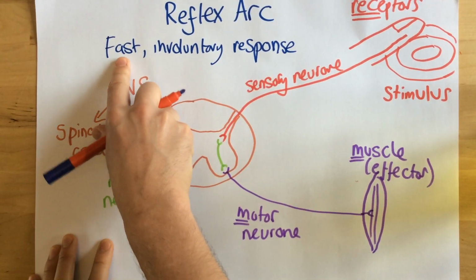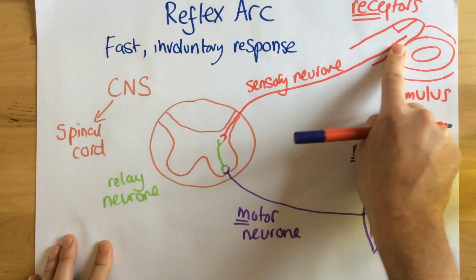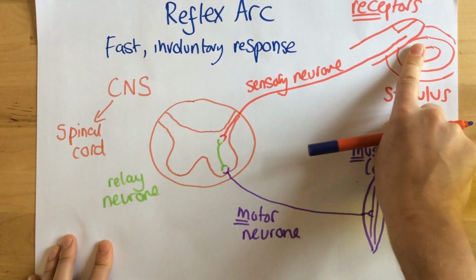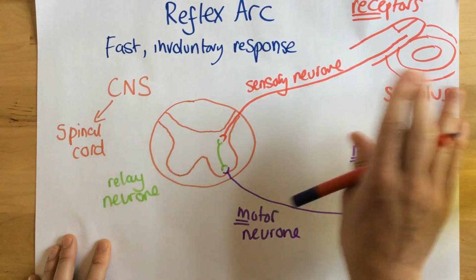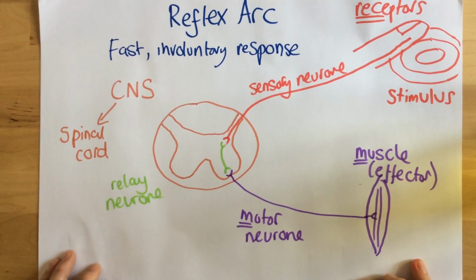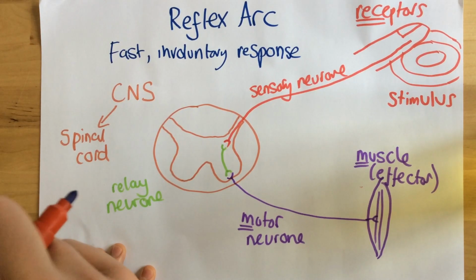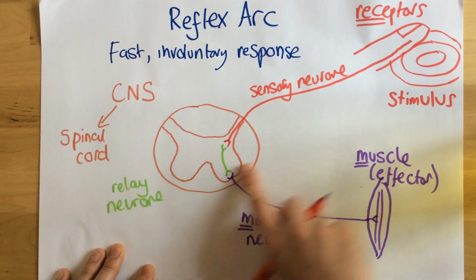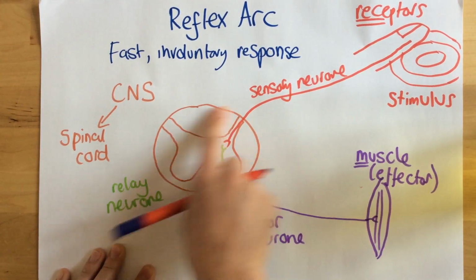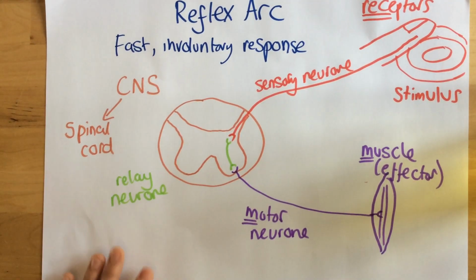Remember, it's really important that it's really fast because the longer that my finger's on the hob, the more that it's getting damaged. That's why in a reflex arc, it would take too long for that signal to travel all the way up to the brain, then us to think, oh, wait a minute, I need to move my hand, and then to send it. So this is why it goes to the spinal cord and not the brain.